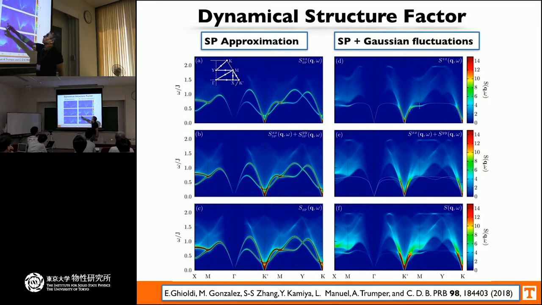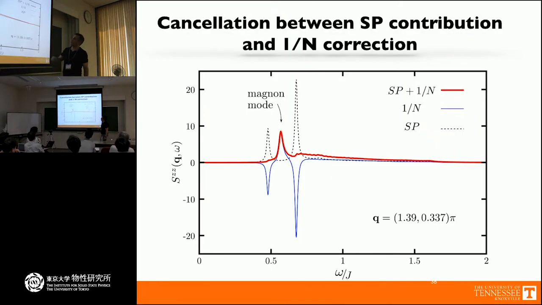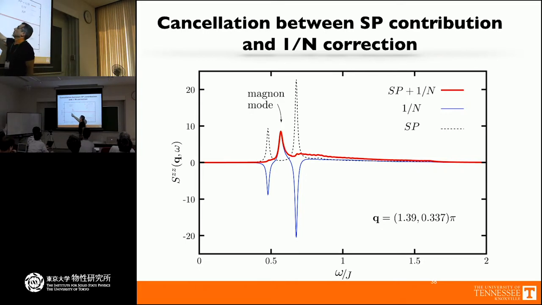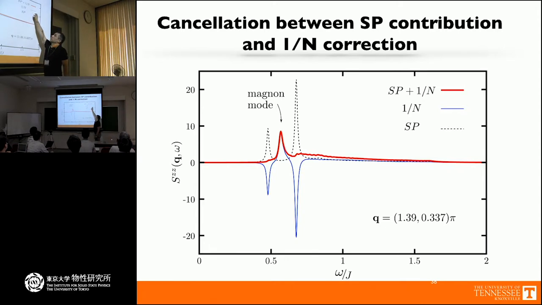The interesting thing is that when you add the 1/n correction I was describing, these poles are exactly cancelled, and instead you have new poles that come from the RPA propagator. One can see this in a cut, plotting the intensity as a function of frequency for a particular wave vector. The dashed lines correspond to the saddle point result, and the blue lines correspond to the 1/n correction. You can see there is an exact cancellation of the saddle point poles, and now a new pole appears here. That new pole is a pole of the RPA propagator.